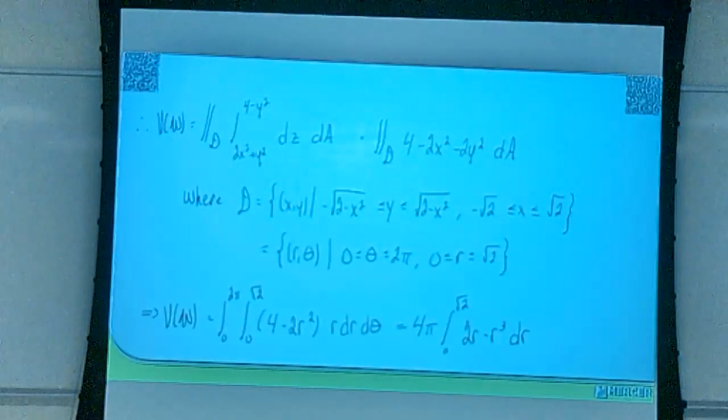That is going to give us just 4 pi. Right, you get r squared from 0 to root 2, which is just 2, right? Then you get r to the 4th over 4. Well, root 2 to the 4th is 4. That becomes 2 minus 1, which is just 1. So you're left with 4 pi. There's our line.